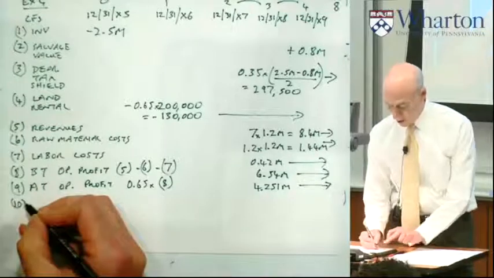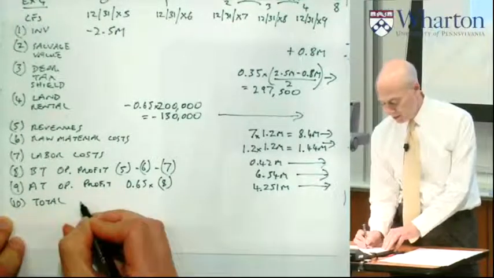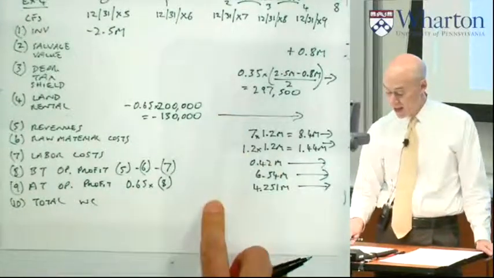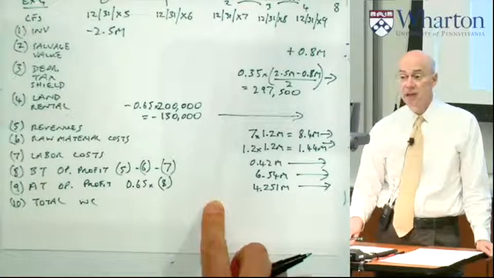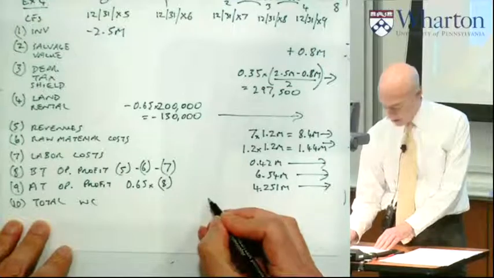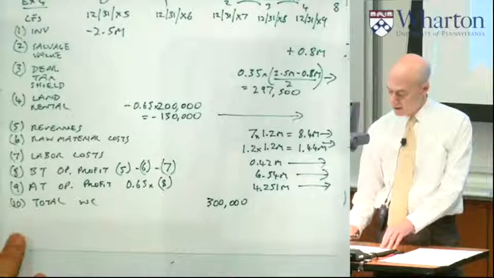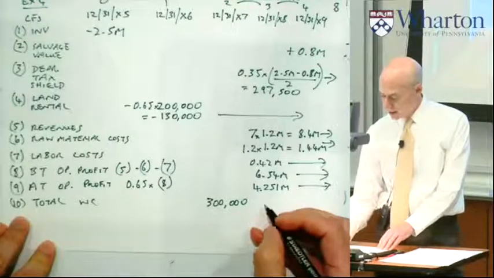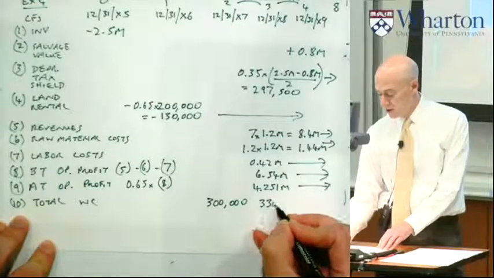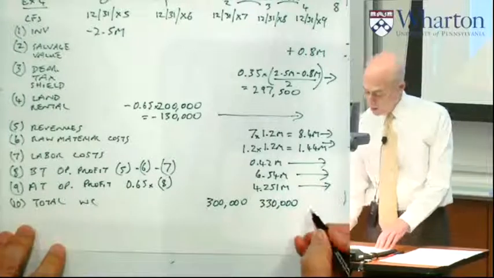Now we have our total working capital. Remember the number they said that you would need at 12/31/x7 for the first year? It was how much? That was the 300,000. It rose by 10%. So at date 3, you need how much? 330,000, yeah. And then at date 4, how much do you need?